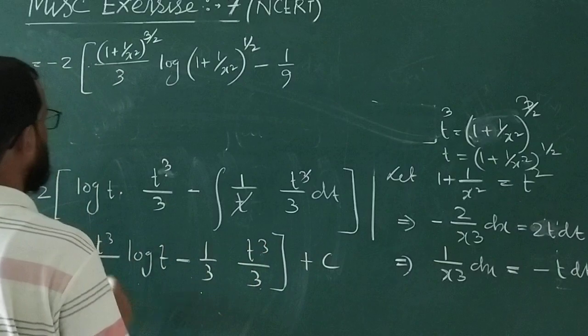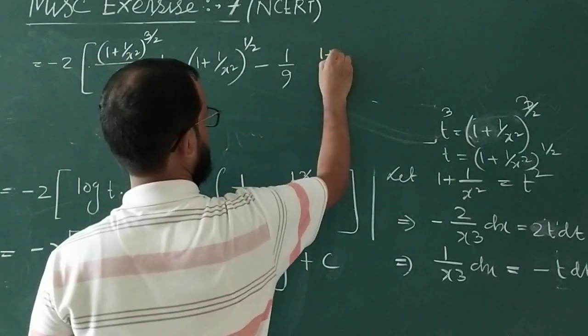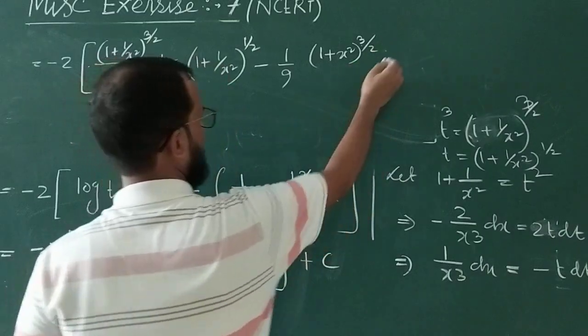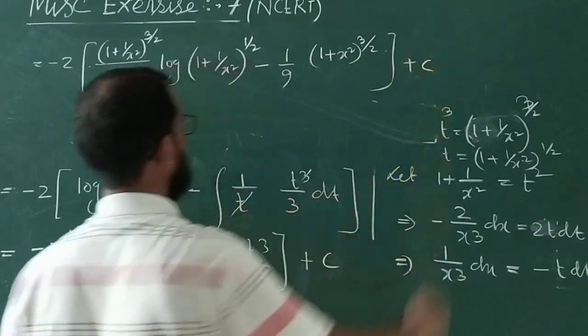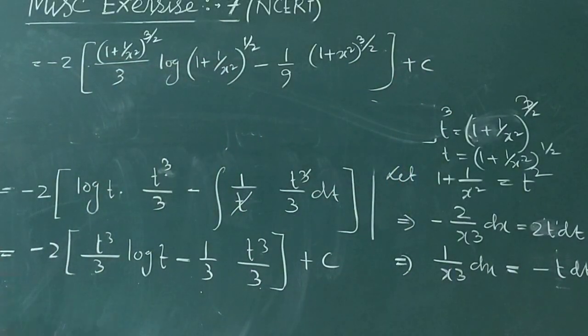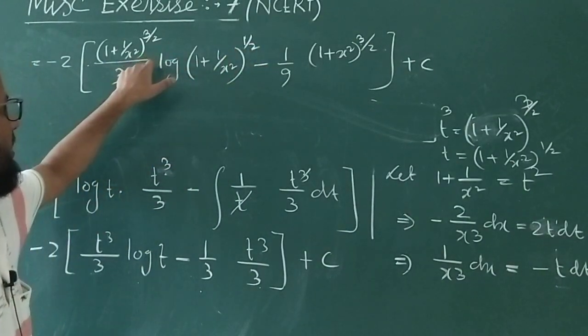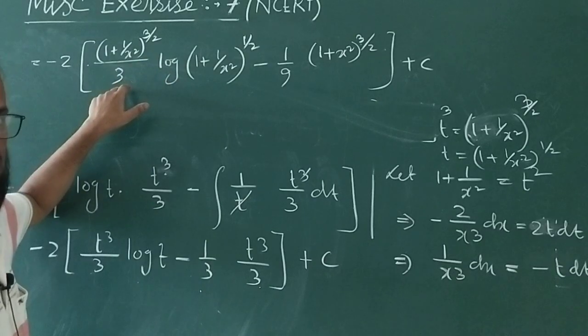Again t cube is written as what? 1 plus x square whole to the power 3 by 2, plus c. So this is the final answer. The power on the log, that half can come here, so this will become 6.